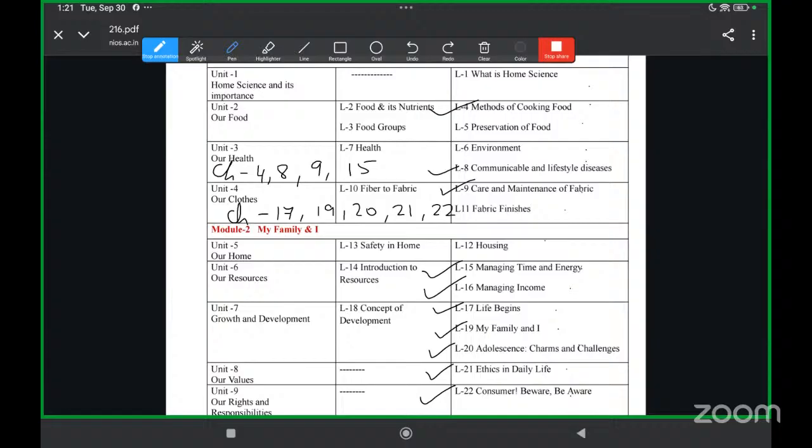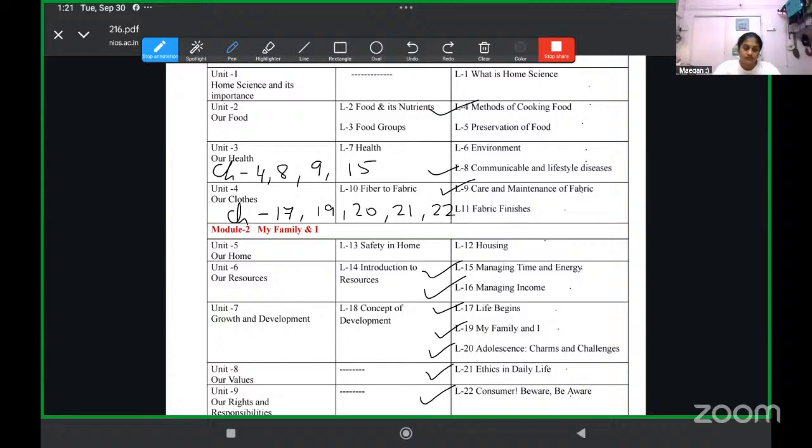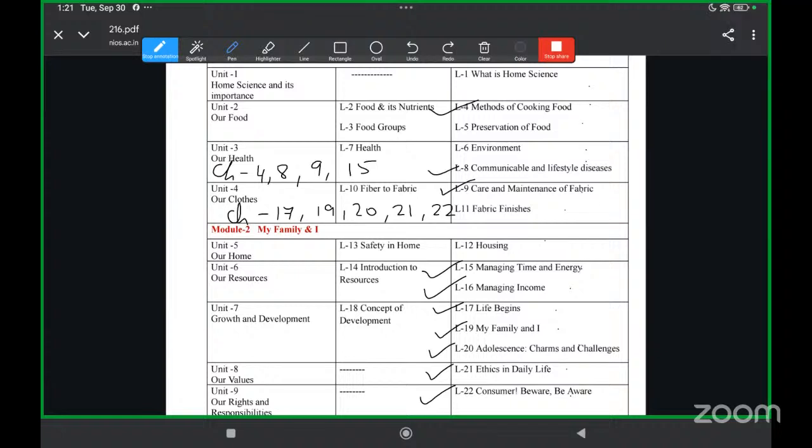And then the final exam will be there, the prelims, where all the 15 chapters will come. The pattern will be a 100 marks paper: 19 MCQ and 2 long, 4 short, and 10 very short. That pattern will be in the prelims. Half yearly will also cover objective questions, very short, and long questions.